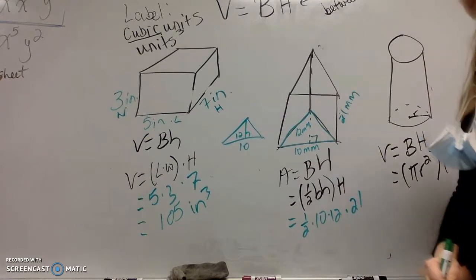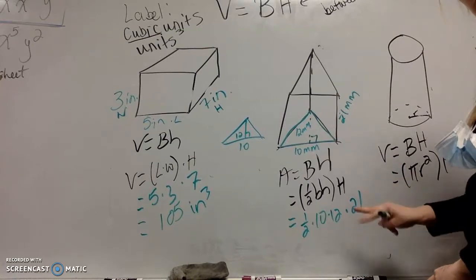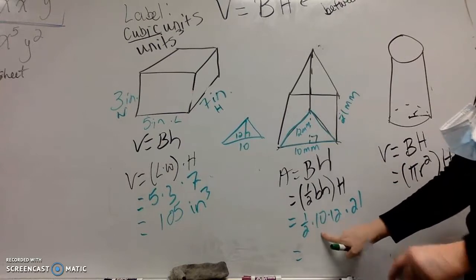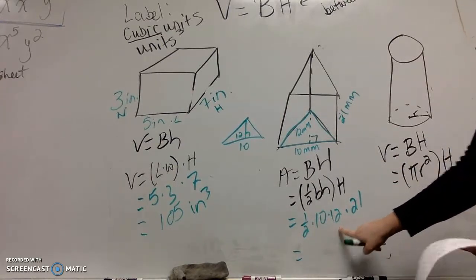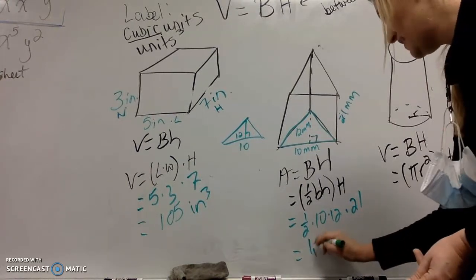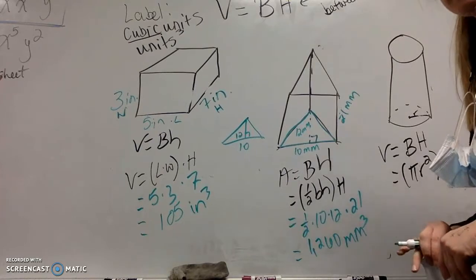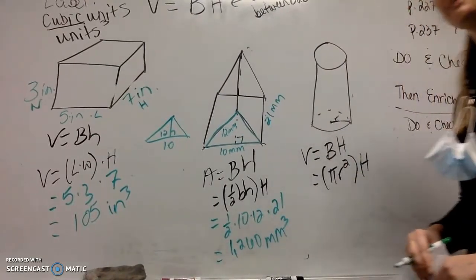Okay, so I want to make sure that I do that. Now again, it's hard to screw this up because it's pure multiplication and you can switch order around a lot. So now if I take 1/2 times 10, that's 5. 5 times 12 is 60. And 60 times 21 makes it 1,260 cubic millimeters, because I am finding volume. Okay, move this way a little bit for this.